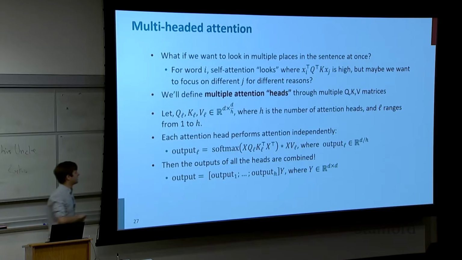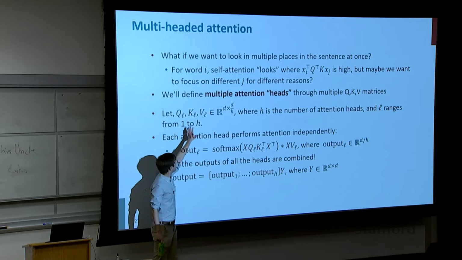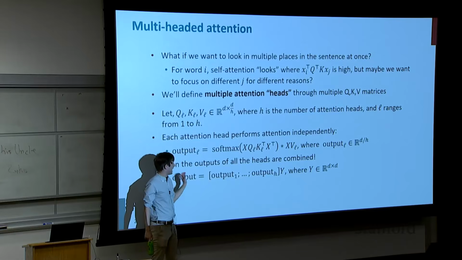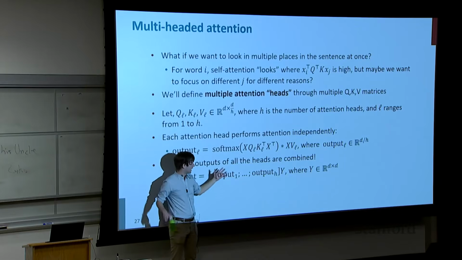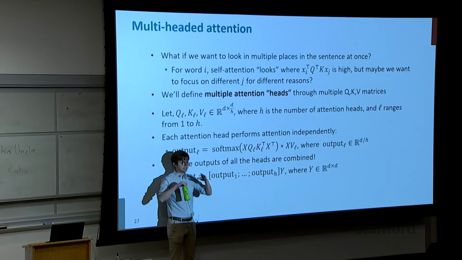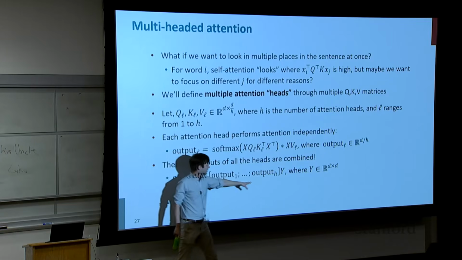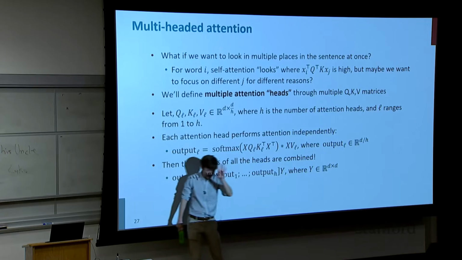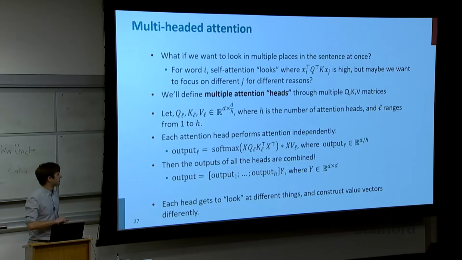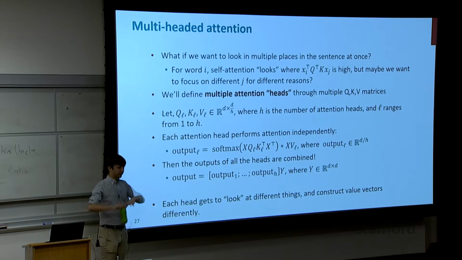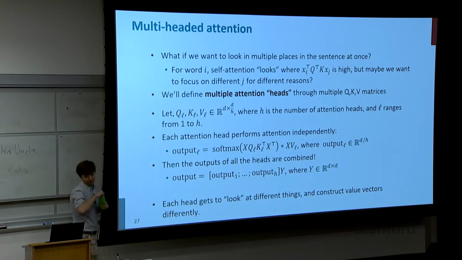And then you combine the outputs. I've looked in different places with the different key, query, and value matrices, and then I get each of their outputs and concatenate them together. Each one is dimensionality d over H. I concatenate them together and then mix them together with the final linear transformation. So each head gets to look at different things and construct their value vectors differently, and then I combine the result all together at once.